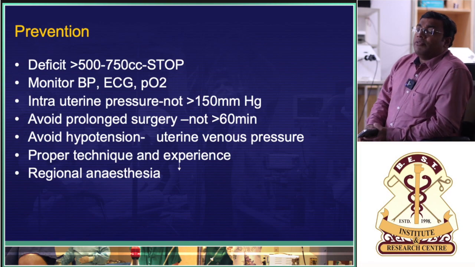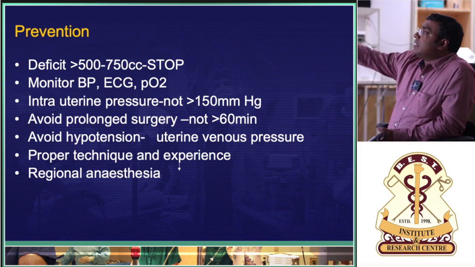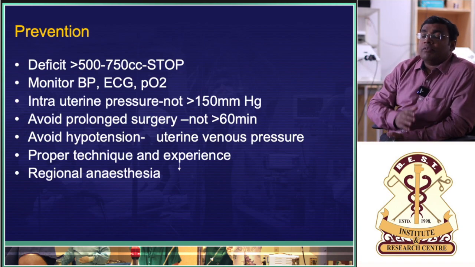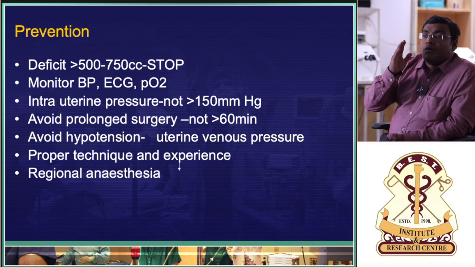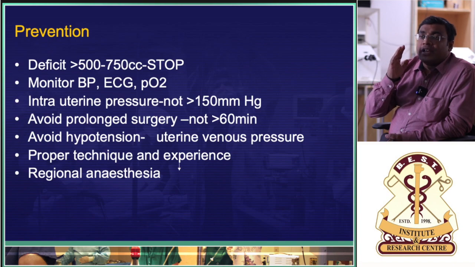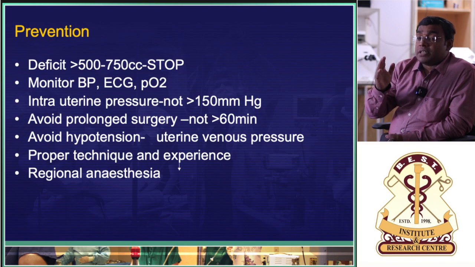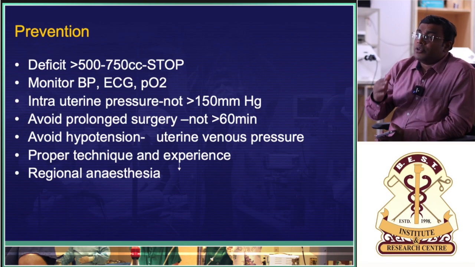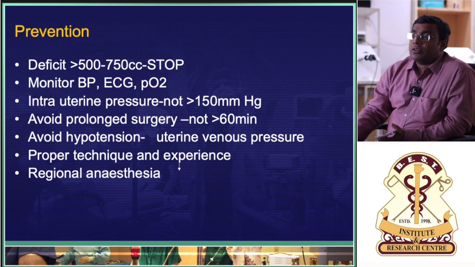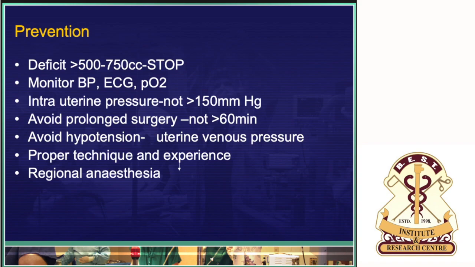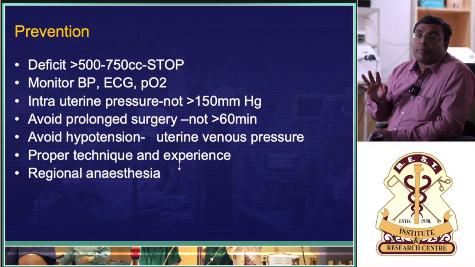So these are the old guidelines, just listen to me. When you are doing an operative hysteroscopy and using glycine, 500 to 750 ml is the cutoff. For a low risk patient, you can go almost up to 750, or almost up to 1 liter. 500 is the cutoff for high risk patients, 750 ml for low risk. Maximum 1 hour you can operate.